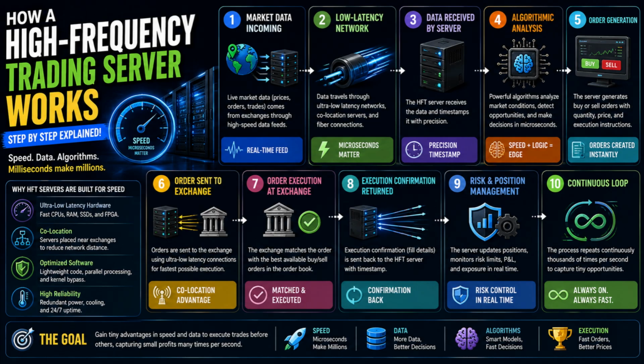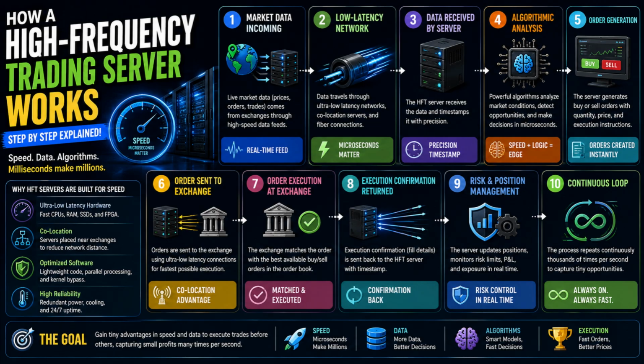Once an opportunity is detected, the server generates an order instantly. This order includes details such as buy or sell instruction, quantity, price, and execution rules. Because the decision is automated, the order can be created much faster than a human trader could enter it manually. After that, the order is sent to the exchange through ultra-low latency connections. The goal is to reach the exchange as quickly as possible before the market condition changes. This is why HFT servers are built with fast CPUs, RAM, SSDs, FPGA technology, optimized software, and reliable infrastructure.